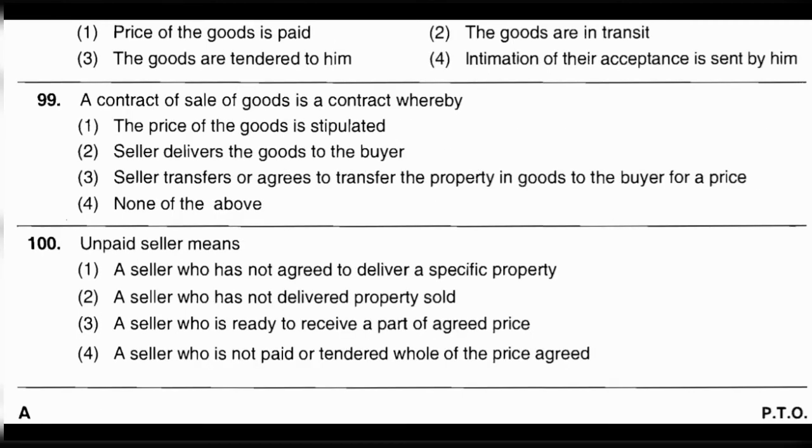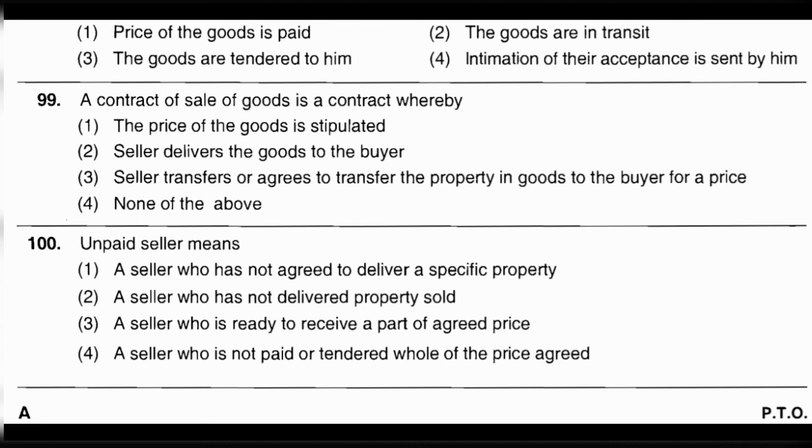Now question number 99. A contract of sale of goods is a contract whereby option number 1, the price of goods is stipulated. Option number 2, seller delivers the goods to the buyer. Option number 3, seller transfers or agrees to transfer the property in goods to the buyer for the price. Option number 4, none of the above. And the correct answer is option number 3, seller transfers or agrees to transfer the property in goods to the buyer for a price.